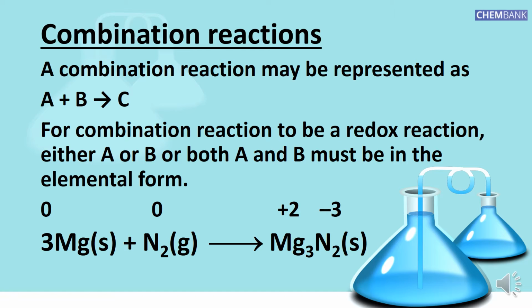See the reaction where magnesium combines with nitrogen to give magnesium nitride. Here, in the reactants, magnesium and nitrogen both have oxidation number 0. In case of magnesium nitride, the oxidation number of magnesium is +2 and the oxidation number of nitrogen is -3. There is a change in oxidation number from reactants to products. So, this is a redox reaction.